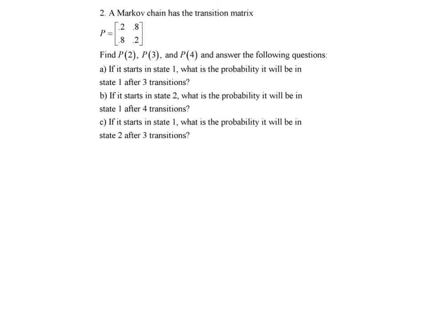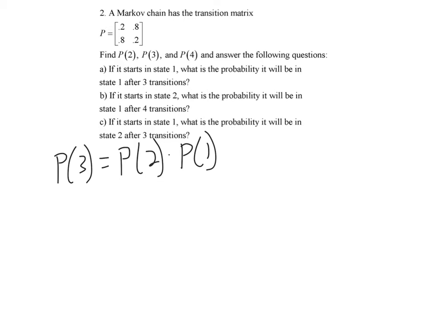All right. So let's say I wanted to find 3 transitions. We already did the 2 transitions. If I want to find 3 transitions, so I'm finding P of 3, I can find that by taking P of 2 times P of 1, because P of 3 is just P to the third power. That's P squared times P. Well, I already got P squared. We did that earlier. That's the 0.68, 0.32, and so on. So write that.